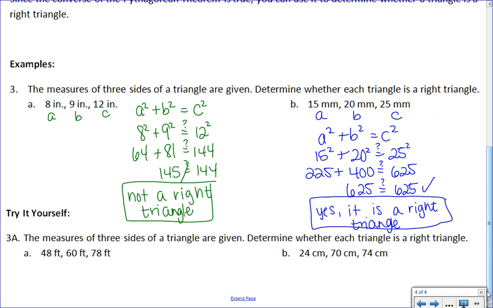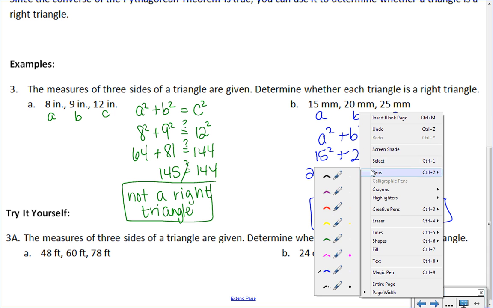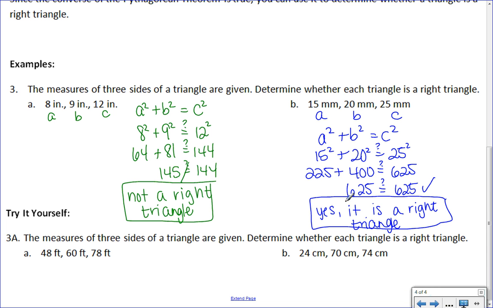Okay. So for the try it yourself problems, you're going to do the same thing. Pause the video, work through those 2 problems, and when you're ready to check your answers, you can hit play. Okay, this first one is not a right triangle. But the second one is a right triangle.